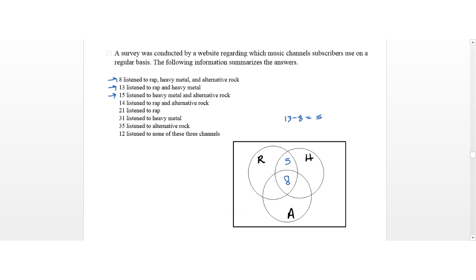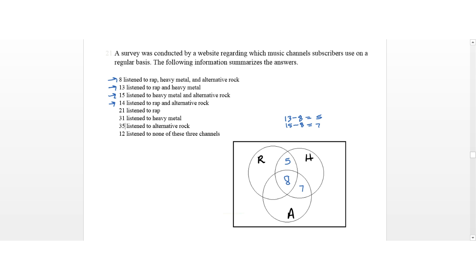The next line, 15 listen to heavy metal and alternative. So for heavy metal and alternative, we have the intersection of those two, but we already know that 8 out of that number listen to heavy metal and alternative, so we'll have to subtract 8 from 15, and that leaves us with 7.